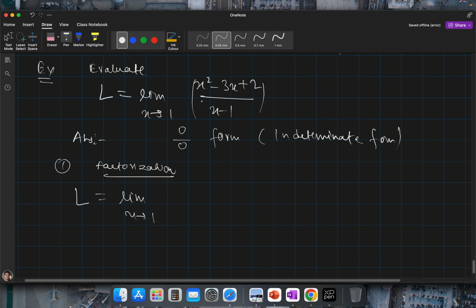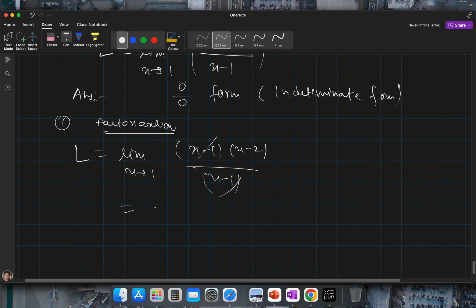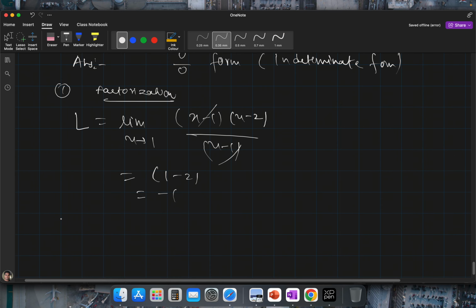Just factorize it. The numerator will be (x minus 1)(x minus 2) divided by (x minus 1). I cannot cancel x minus 1 if it equals zero, but since x is approaching 1, it's not exactly equal to 1. That's why I am cancelling this. Otherwise I cannot cancel that. Now substitute x, so that will be 1 minus 2, that will be minus 1. This is the first method.